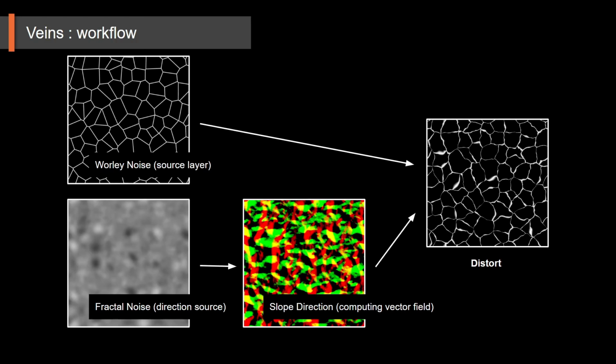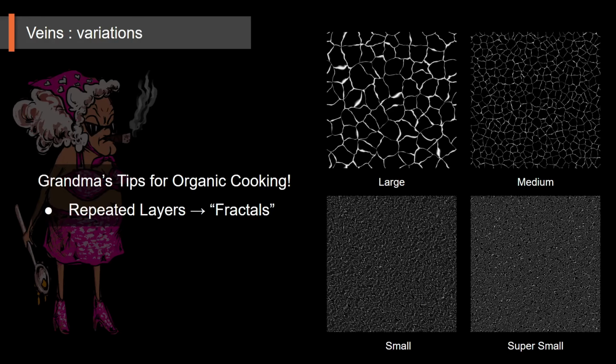And these are images at each node. So I started with Worley noise as my source layer, but you can see it has quite organic cells, but the boundaries, they are very uniform, and I don't like it because it's not organic. So I used the distort node, and this is the result. And you can see it has a bit more organic feeling. But this is not enough. Like here's grandma's tip.